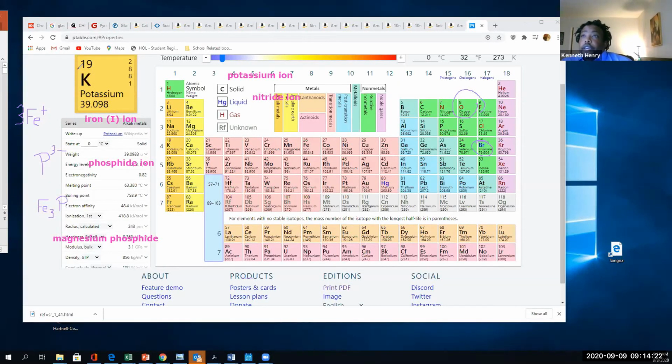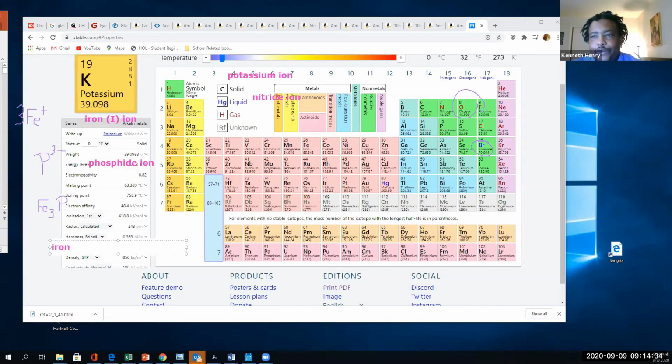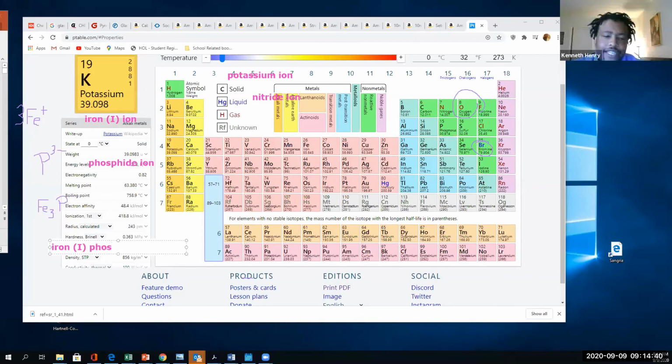Okay, so then I would name it. What do you guys think I'm going to name it? Iron phosphide. Iron I phosphide. Iron I phosphide. Okay? Piece of cake?